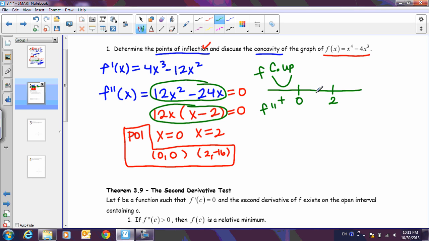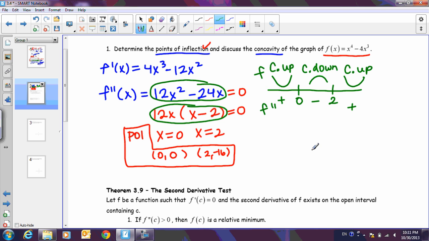Okay, now I'm going to plug in a number like 1. That's going to give me a negative when I plug it in. And again, I'm not spending a lot of time on this arithmetic, so please ask questions if you have them. Okay, plug in a number larger than 2, f double prime, second derivative, plus, that's another concave up.